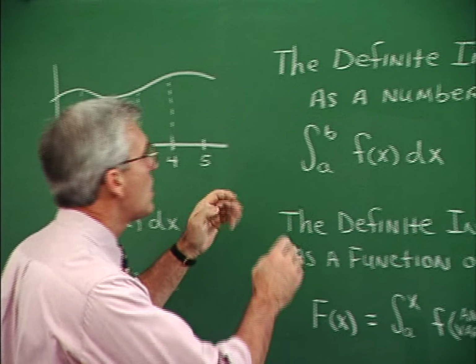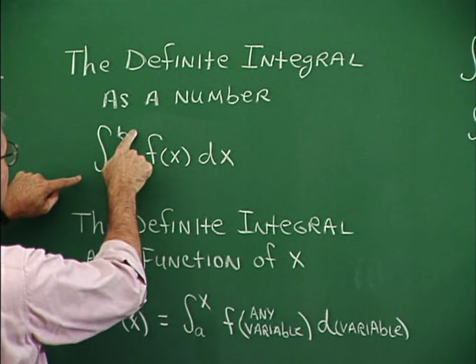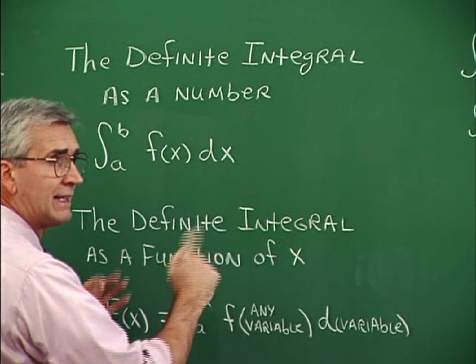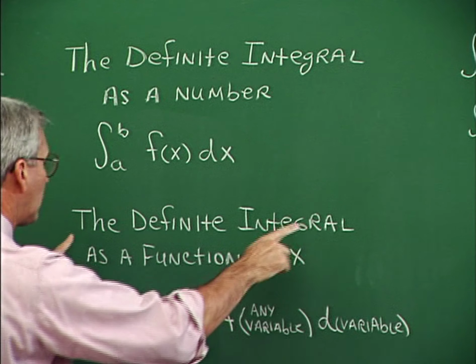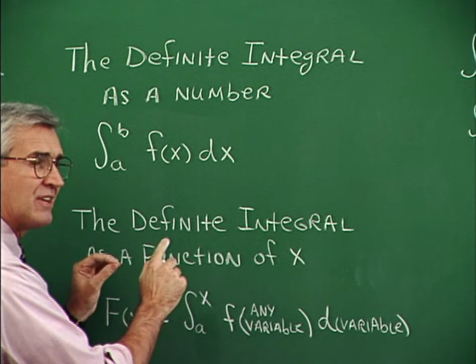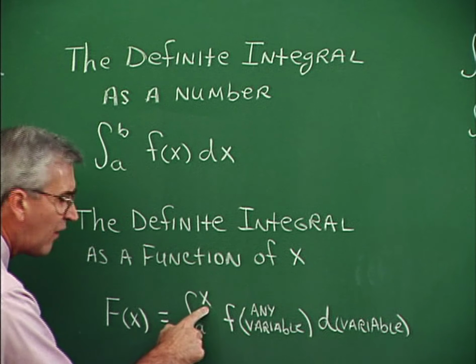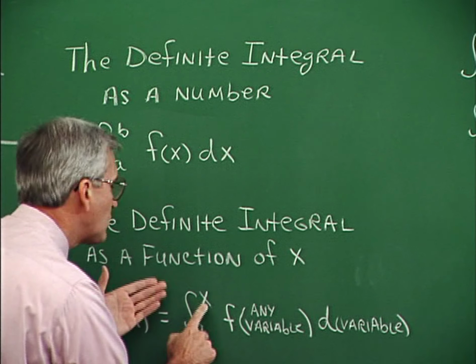Here's what happens. What we've been doing is this. We have a definite interval, a to b, where a and b are constants, f of x dx. All right, we know what that looks like. That's just a number. But when we're talking about the definite integral as a function of x, or putting a variable into the situation, then here's what's happening.